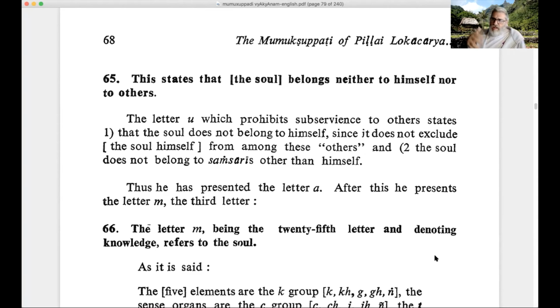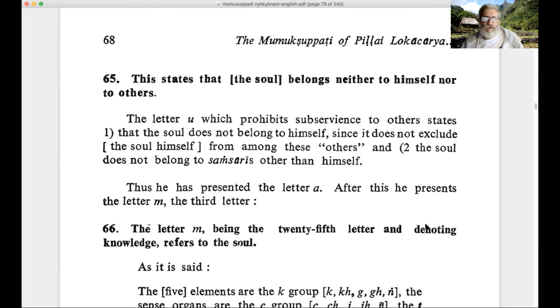The soul is owned and completely controlled and supported and subservient to the Supreme Lord. And number two, the soul does not belong to samsaris other than himself. So there are two meanings understood here: the soul is neither a servant of himself nor of other samsaris. Thus he has presented the letter U. Here it says the letter A, but I think it's a typo. After this, he presents the letter M, the third letter.